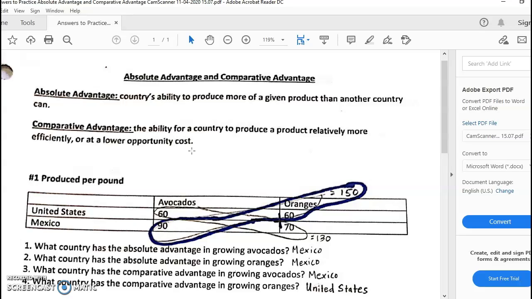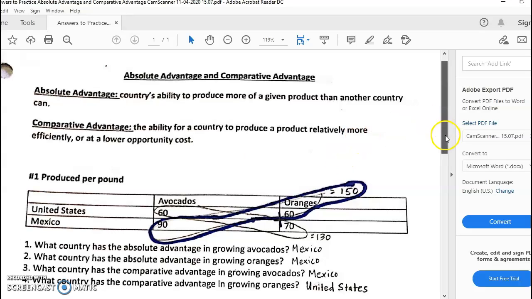All right. So countries and individuals should specialize in producing things in which they have a comparative advantage, and then trade with other countries that specialize in something else. Therefore, the trade is mutually beneficial. All right. So comparative advantage is the reason why countries trade. I'm going to say that again. It's very important to know. Comparative advantage is the reason why countries trade.